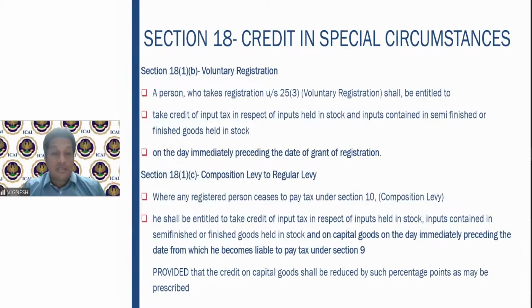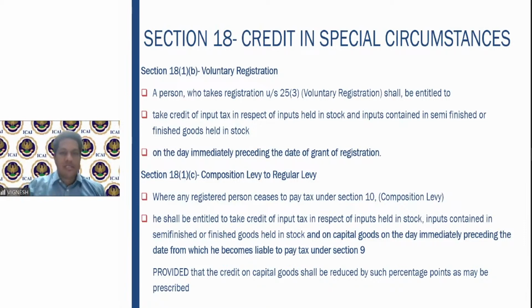But there is a provision which says here, the credit on capital goods shall be reduced by such percentage points as may be prescribed. Obviously, if you purchase a capital good, use it for 2 years, and after that convert to the regular scheme, you cannot take the input tax credit of the capital goods in full, as purchased at that point of time.